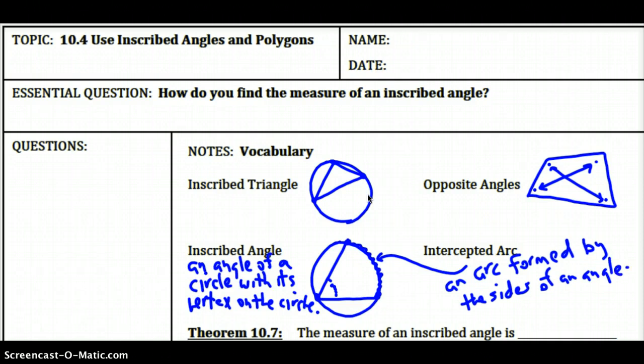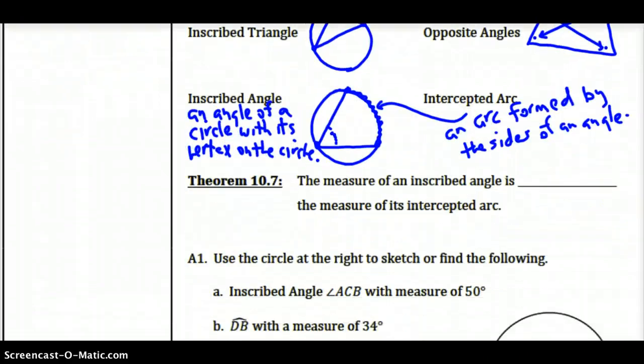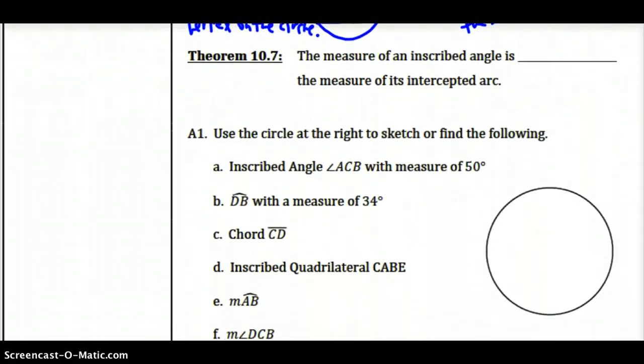So some terminology here. What's an inscribed angle here? If I have this angle, what does this give me? I'll put 2 question marks there. Now moving on here, we have a theorem and some practice.